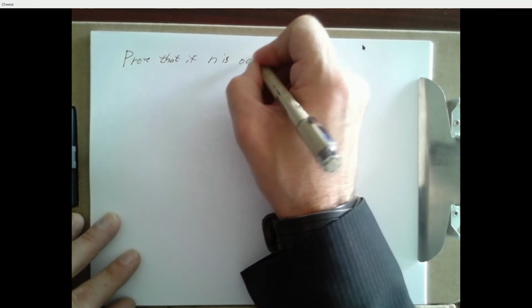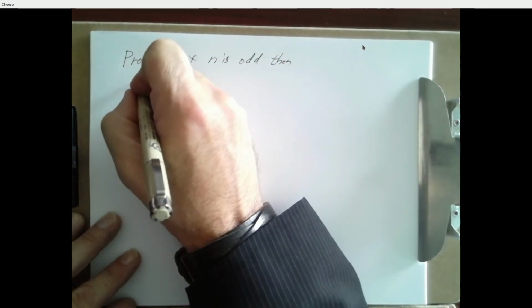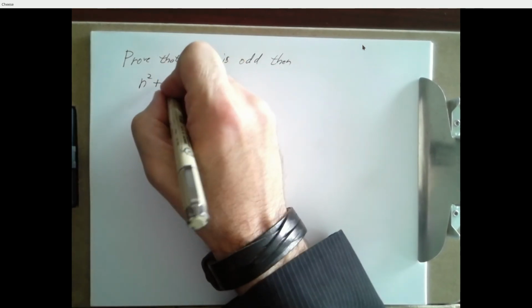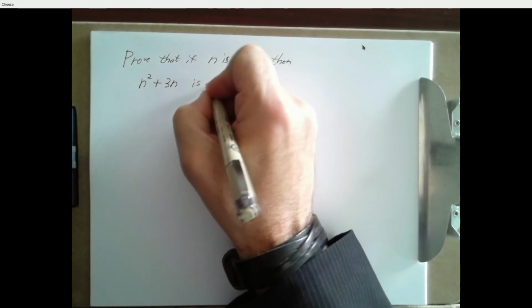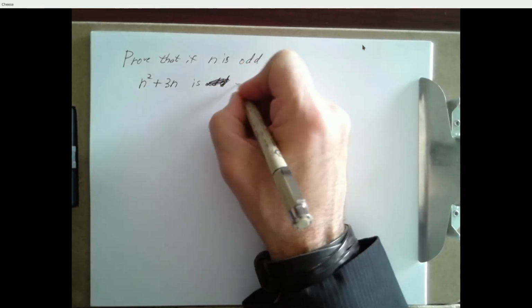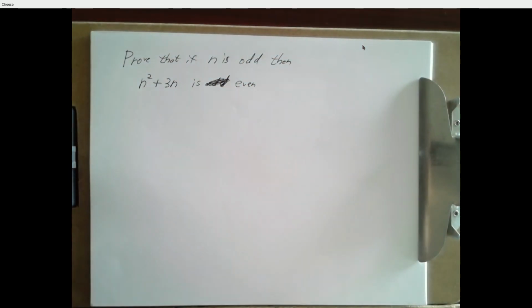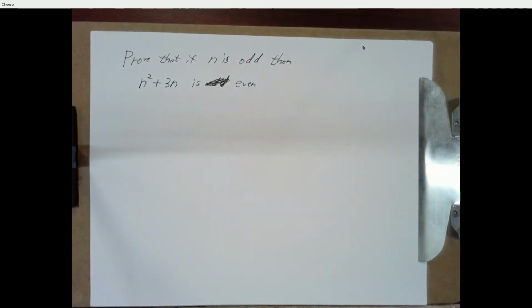All right, so let's have you try this. Prove that if n is odd, then n squared plus 3n is even. So I'll hit the lights. Go ahead and find a group and explore this. See if you can come up with a proof. On the board.